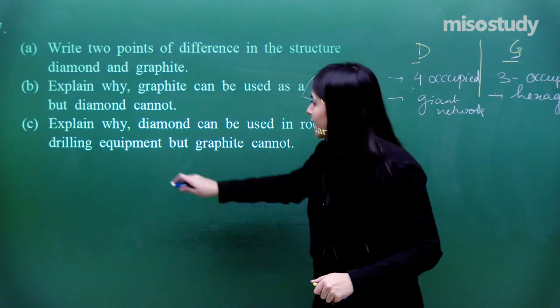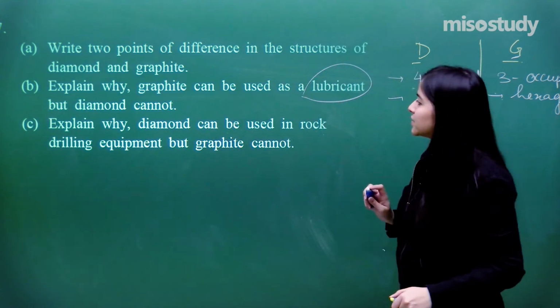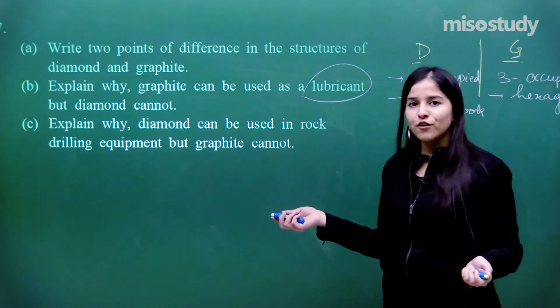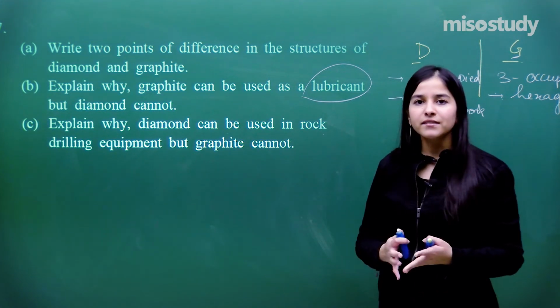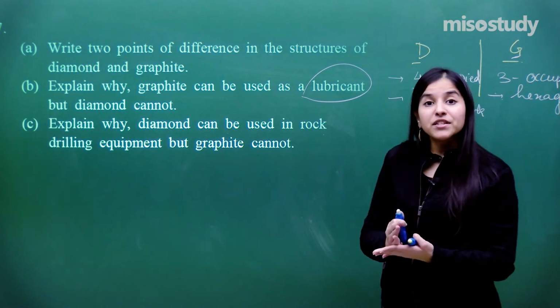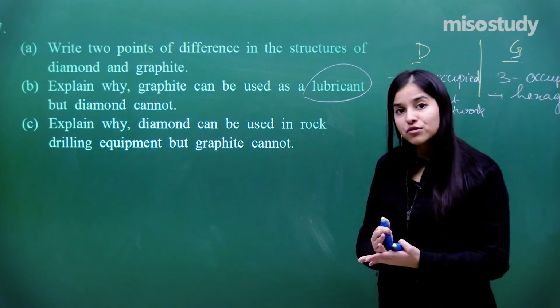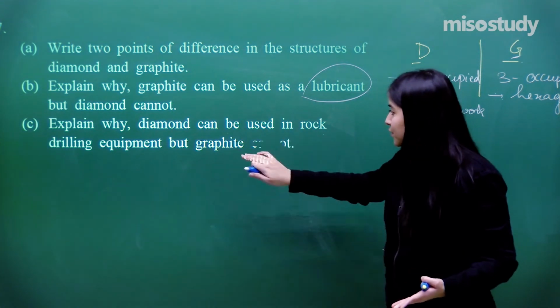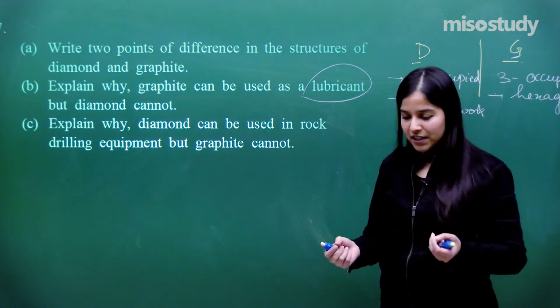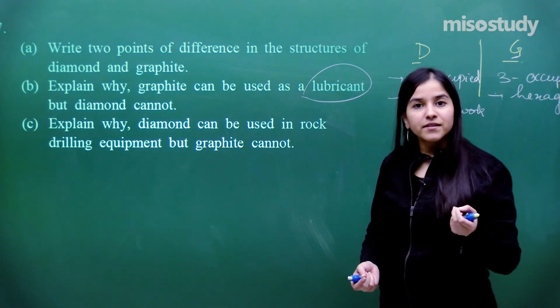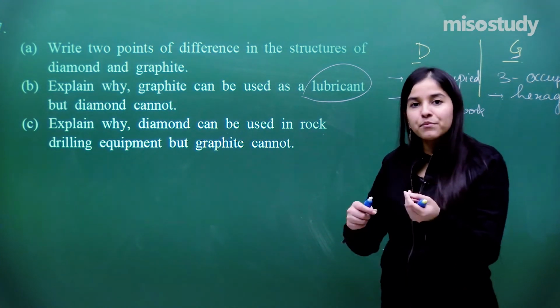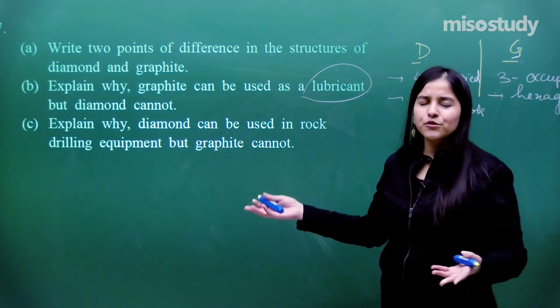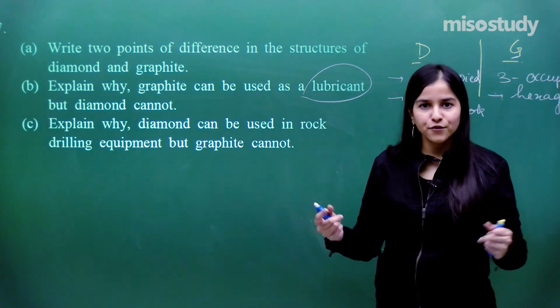Explain why diamond can be used in rock drilling equipment, but graphite cannot. It's just the similar property. Since diamond is very hard, it can be used for drilling purposes, whereas graphite is very soft. You must have seen the lead of pencils. It is very soft. It can break easily. So that is why I cannot use it for drilling. It's common sense. Fine.